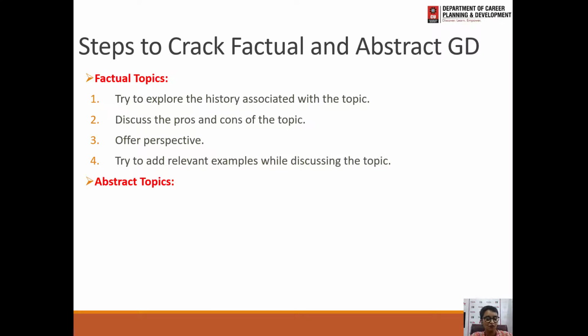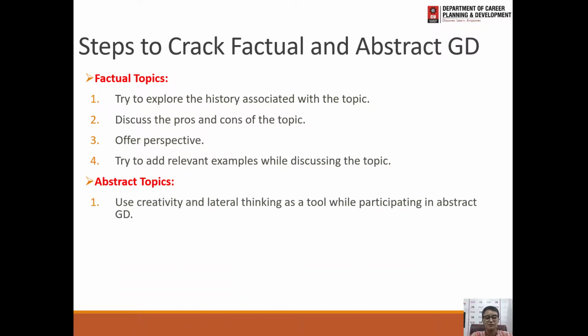Now, let's have a look at the steps you need to take care of if the interviewer has shared an abstract topic with you. First of all, creative and lateral thinking. So how will you work on this? These days, whenever you are studying in your degree, we keep on participating in various activities and projects where we keep on using and exploring creativity. So remember, students, you need to sharpen this creativity and lateral thinking skill of yours. Because if you sharpen this, believe me, you will be easily able to crack an abstract topic GD, and it will be a cakewalk for you.